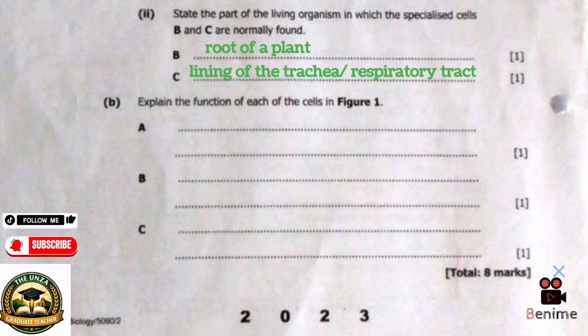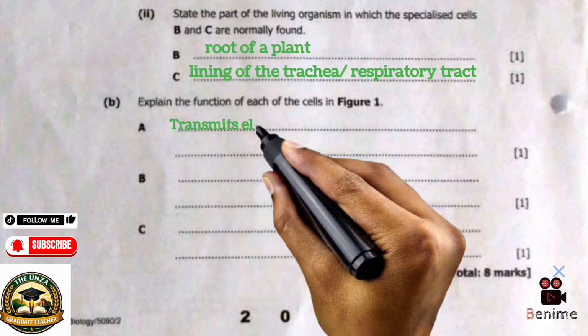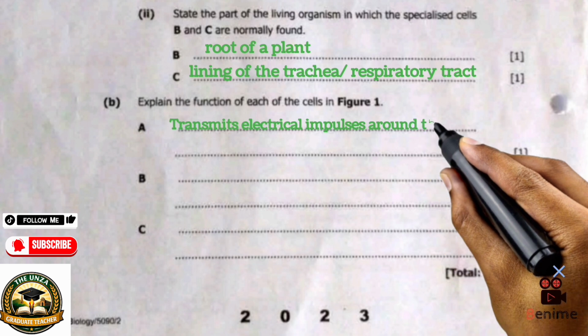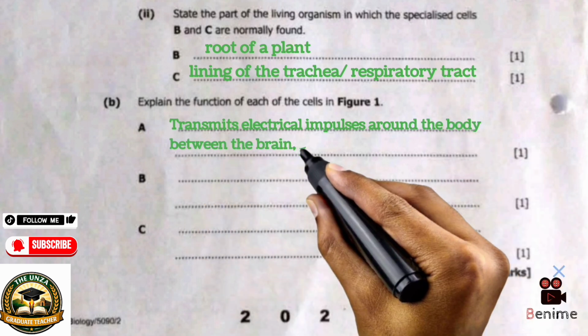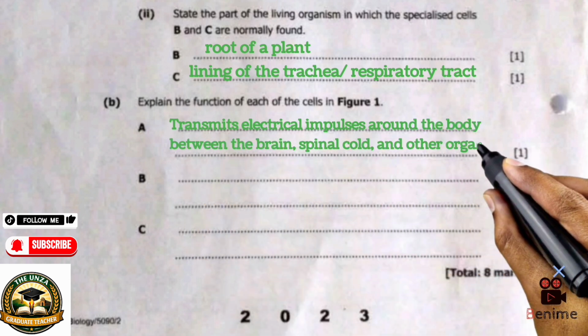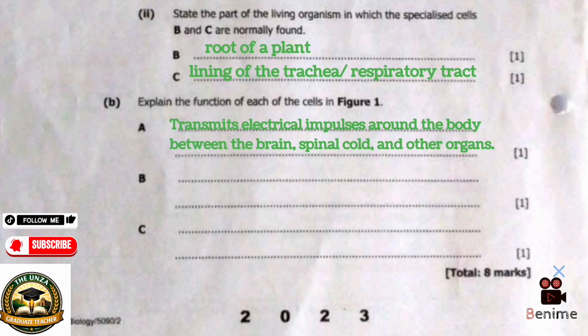Now question B said, explain the function of each of the following cells in figure 1. So what is the function of the nerve cell? You say it is to transmit electrical impulses around the body between the brain, spinal cord, and other organs. Electrical impulses, you are talking about a message, to transmit a message in the body. That's the function of the nerve cell.